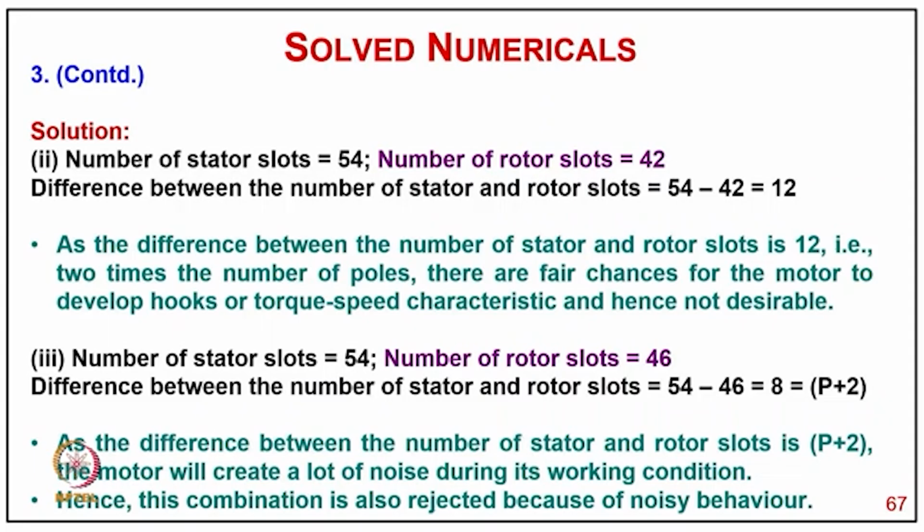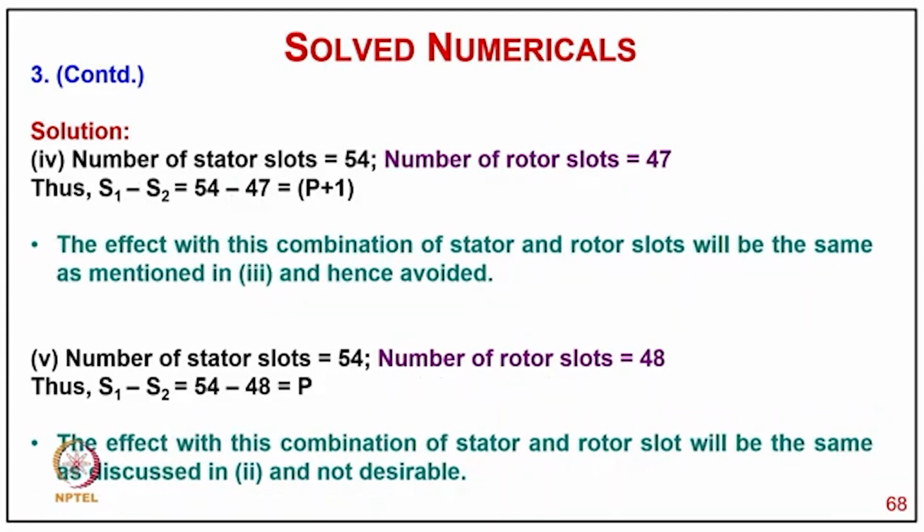Taking the third option, number of stator slots 54, number of rotor slots 46. So the difference of these two comes 8, and the difference between the stator and rotor slots is P plus 2. So the motor will create a lot of noise during working condition, hence this combination is also rejected for noisy behavior.